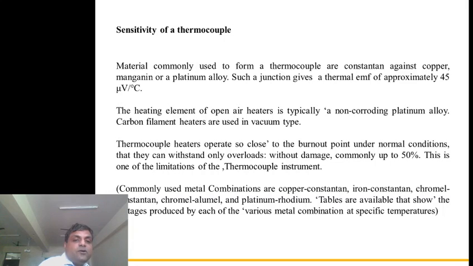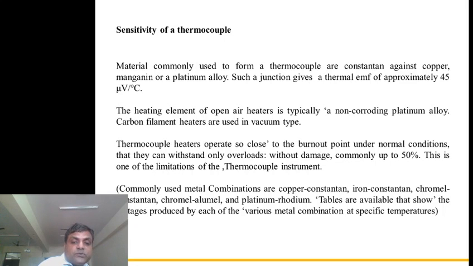Then the materials commonly used for thermocouples are constantan against copper, magnesium or platinum alloy. The heating element of an open air heater is typically a non-corroding platinum alloy. Carbon filament heaters are used in the vacuum type. It means in the non-vacuum type we do not use carbon filament.